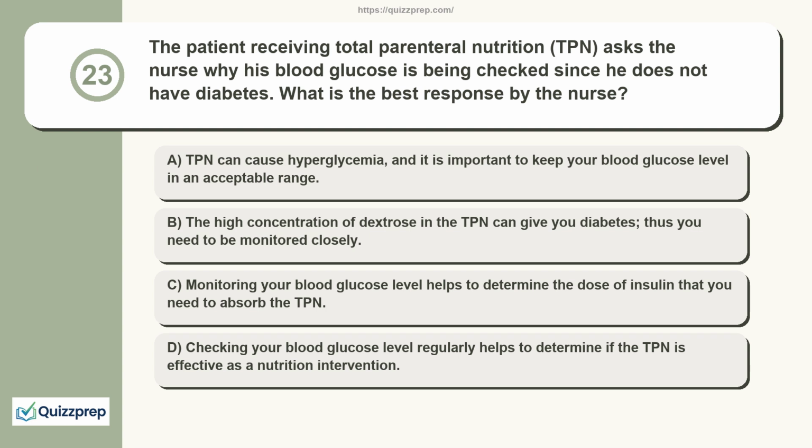Question 23. The patient receiving total parenteral nutrition, TPN, asks the nurse why his blood glucose is being checked since he does not have diabetes. What is the best response by the nurse? TPN can cause hyperglycemia, and it is important to keep your blood glucose level in an acceptable range. The high concentration of dextrose in the TPN can give you diabetes, thus you need to be monitored closely. Monitoring your blood glucose level helps to determine the dose of insulin that you need to absorb the TPN. Checking your blood glucose level regularly helps to determine if the TPN is effective as a nutrition intervention.